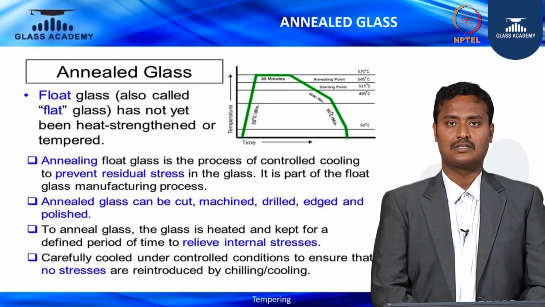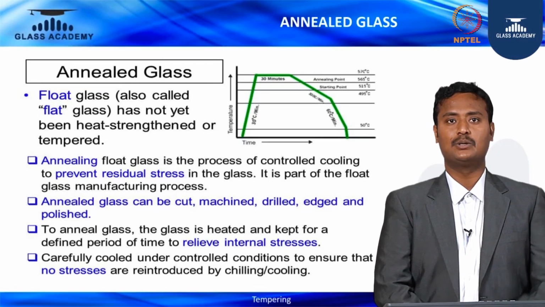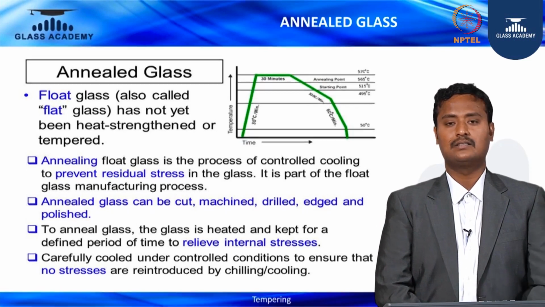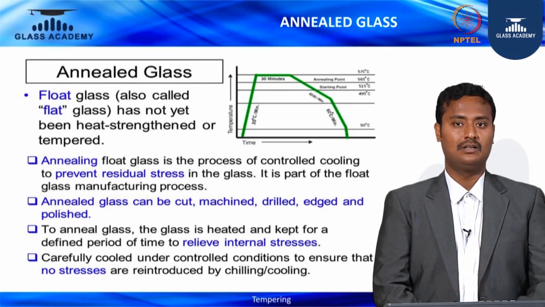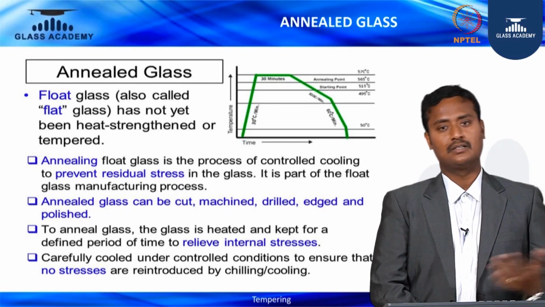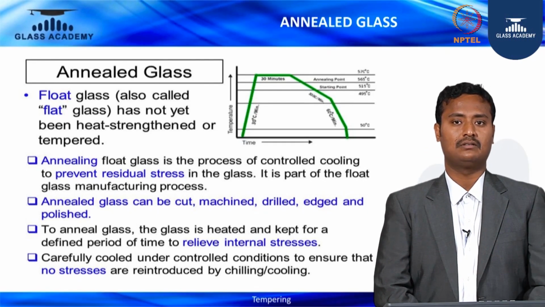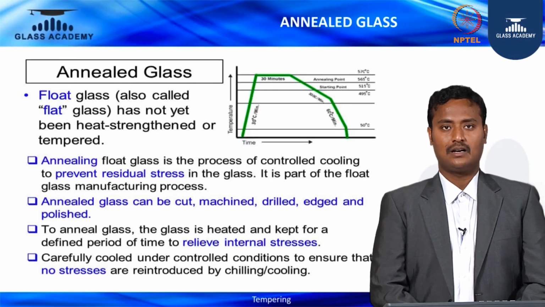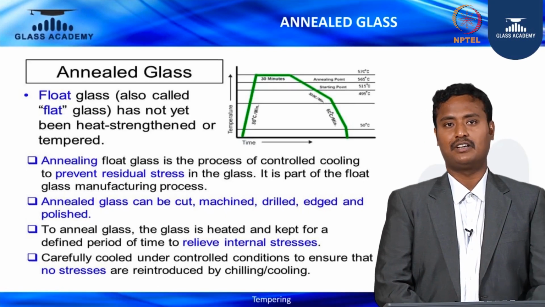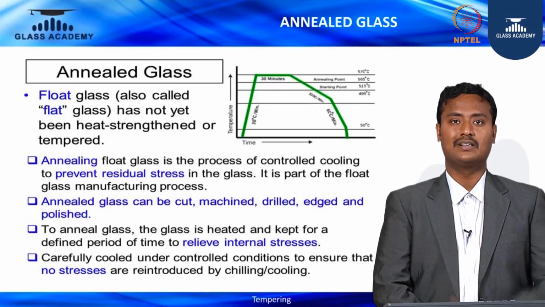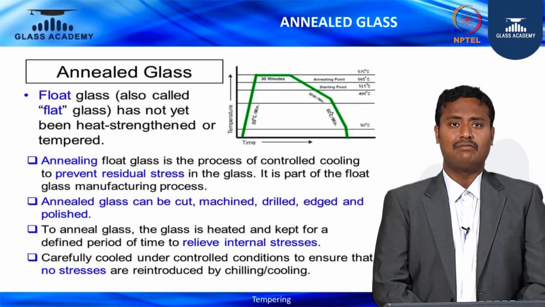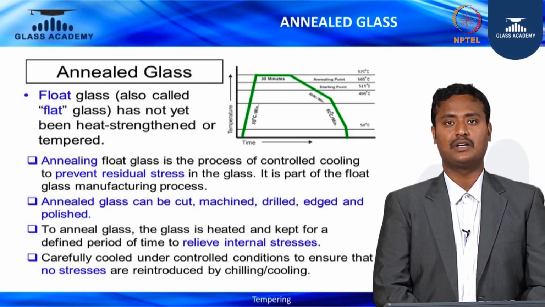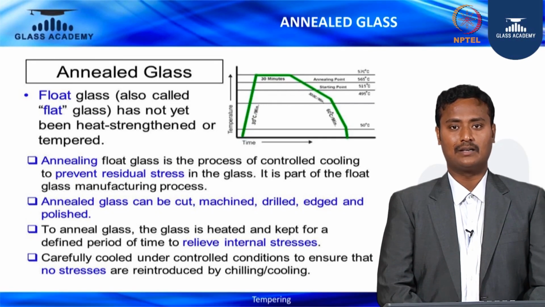Annealing float glass is a process of controlled cooling to prevent residual stress in the glass. It is a part of the float glass manufacturing process. Annealed glass can be cut, machined, drilled, etched, polished, heat treated or laminated. All other processes can be done. To anneal, the glass is heated and kept for a defined period of time to relieve the internal stresses, then carefully cooled under controlled conditions to ensure that no stresses are re-induced by chilling and cooling. So this is annealed glass.